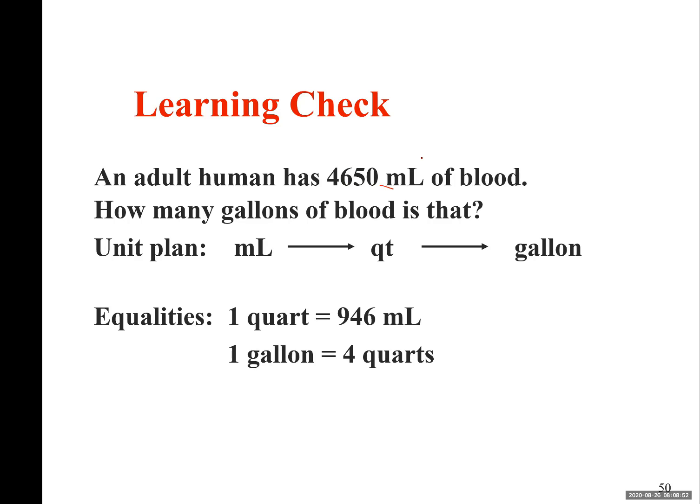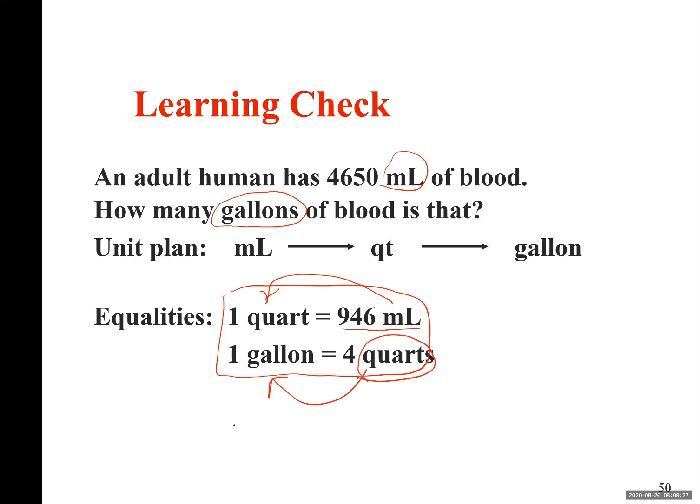So guys, we want to convert 4,650 milliliters to gallons. How many gallons are there in 4,650 milliliters? The problem is giving you the equalities. These are the equations we can use. It says 1 quart is 946 milliliters. So obviously I can go from milliliter to quart from this relationship. Then it also gives you relationship between quart and gallon.